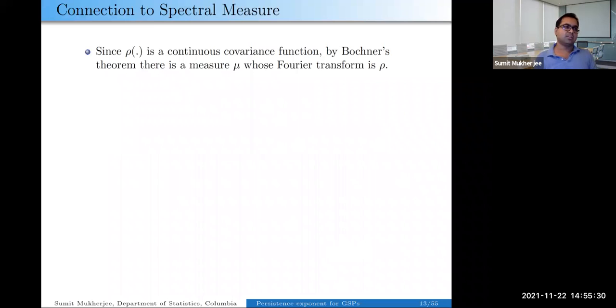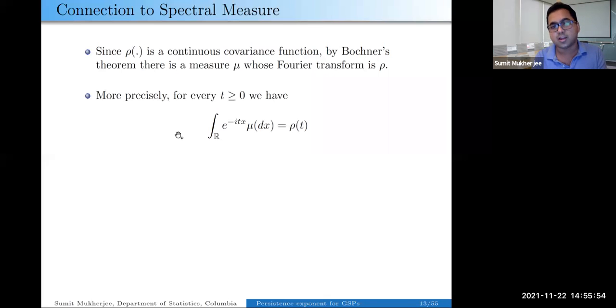One approach which has proved to be fruitful is to sometimes think of the Gaussian stationary process not in terms of the correlation function, but in terms of the spectral measure. This arises via the so-called Bochner's theorem, which tells you that if you start with a continuous covariance function, then there is a measure whose Fourier transform is rho. You take your measure, you do a Fourier transform, and you get your correlations. And this map is one-to-one.